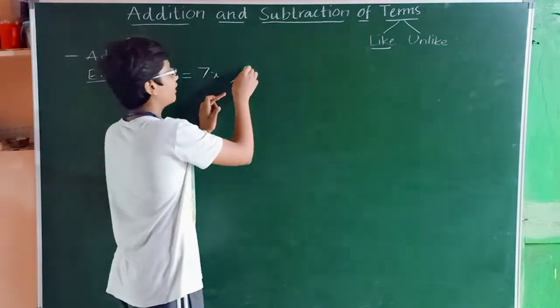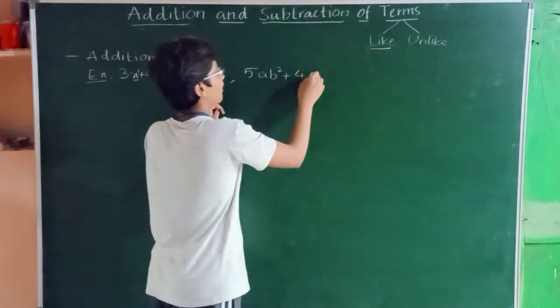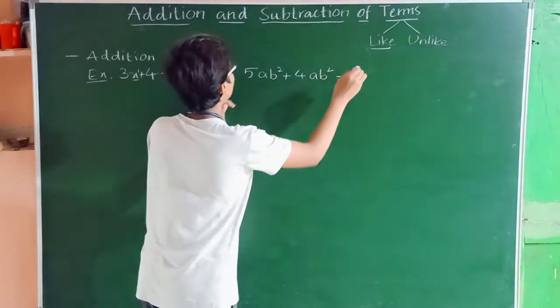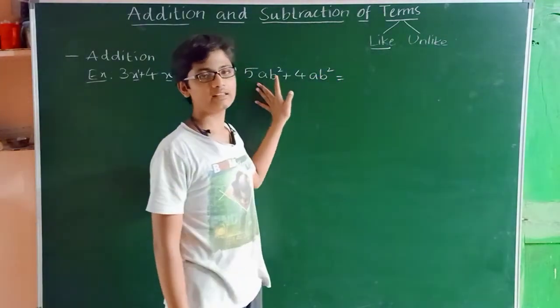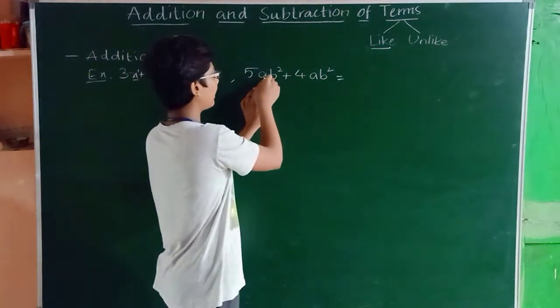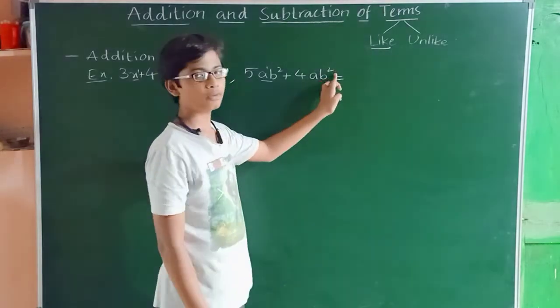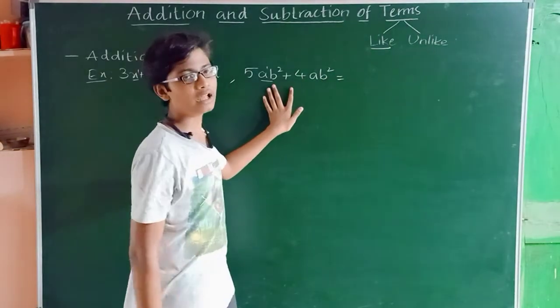Then after, 5ab square plus 4ab square. Now first of all, let's see, are these both terms like or unlike? ab square, a to the power of 1, b to the power of 2, a to the power of 1, b to the power of 2. That means these both are like terms.